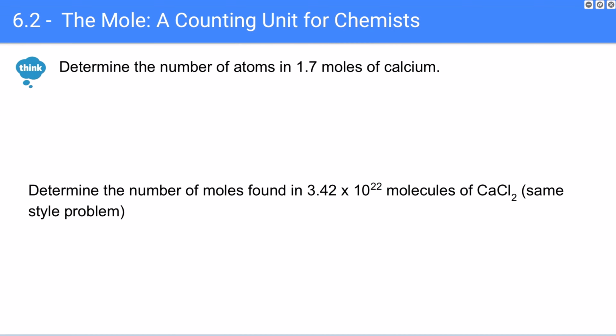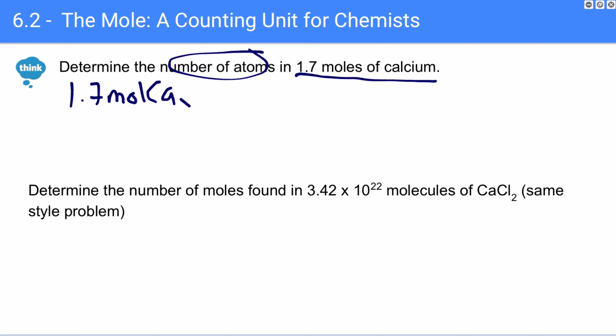All right, so we're going to start this out the exact same way we've done all of our previous dimensional analysis problems. Identify what is given and what is unknown. We start with 1.7 moles of calcium, and we want to determine the number of atoms from that. So start with what's given, 1.7 moles of calcium. Whatever unit is on top of the first step has to go on the bottom of the next step.